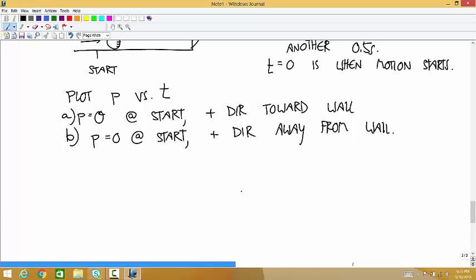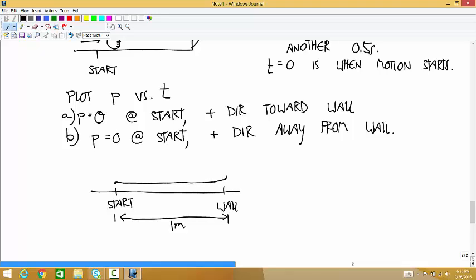Okay, so in both cases, if this is the starting point and this is the wall, they are how far apart? 1 meter? Yeah. So this distance is 1 meter. And in both cases, what the ball does is start here, go to the wall, bounce off, and come back to where it started.